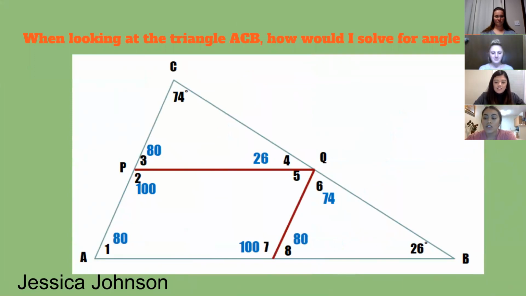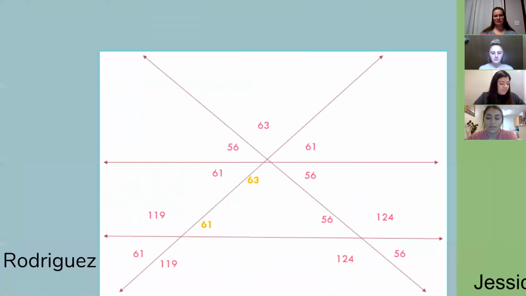Jessica, when looking at triangle ACB, how would I solve for angle 5? First, I want to explain what an angle is. An angle is a measurement in degrees in the space between two intersecting lines. To solve for angle 5, look at the segment CB. We already know that a line equals 180 degrees. Add together angles 4 and 6, which equals 100 degrees. Then take 180 degrees and subtract the sum of angles 4 and 6 to equal 80 degrees. This makes angle 5 80 degrees.